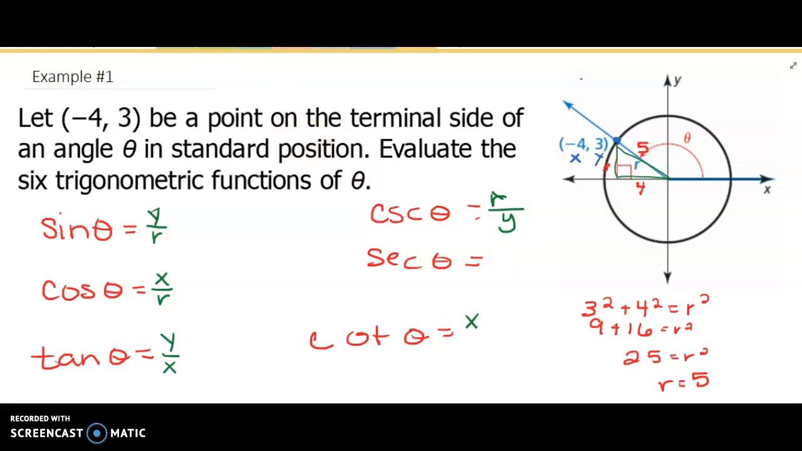My secant is not x over y. My secant is r over x. I jumped the gun. R over x and then x over y for cotangent.